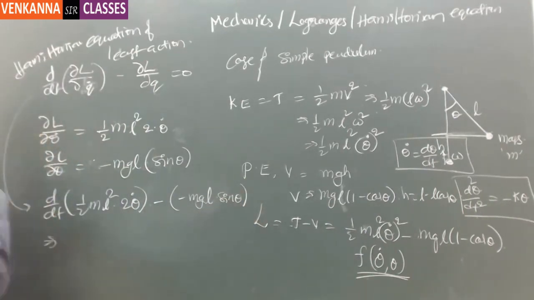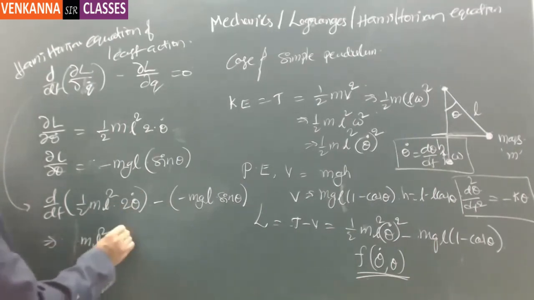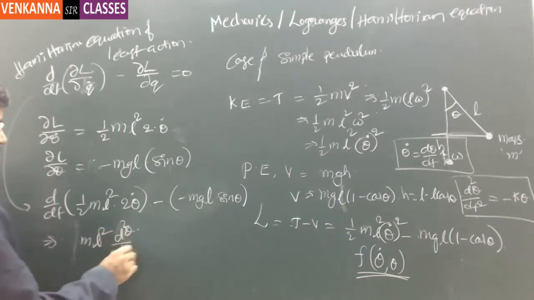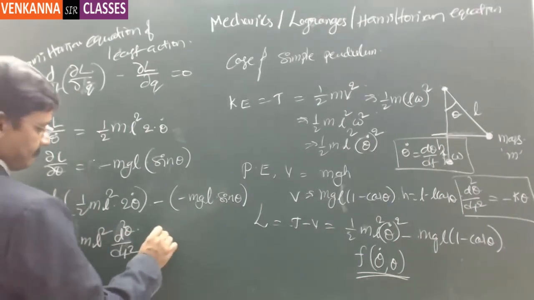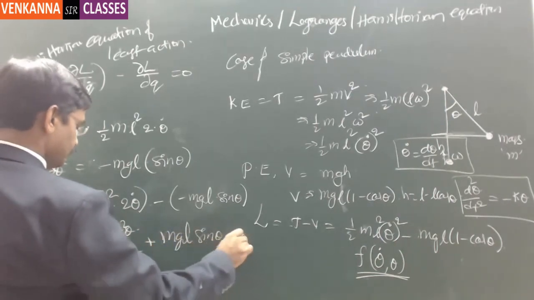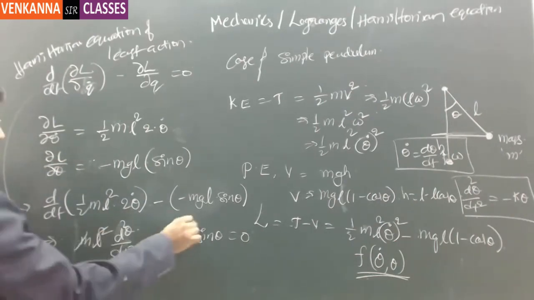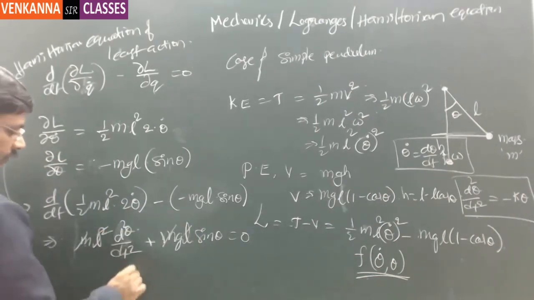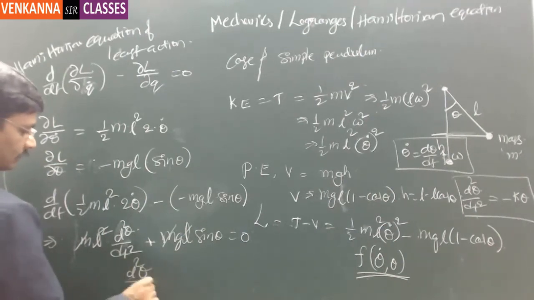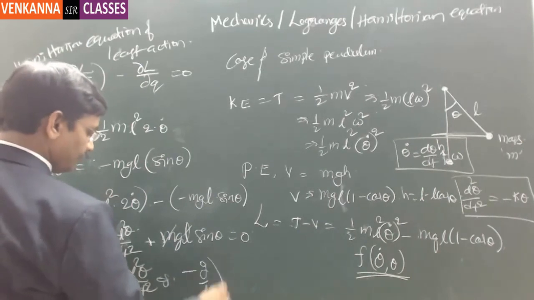So this is half m L² into 2, so the 2 will cancel out, and then θ̈, or d²θ/dt², plus mgl sin θ equal to 0. So the m will go to 0 and the l will go to 0, and then d²θ/dt² is equal to minus g/l times sin θ.